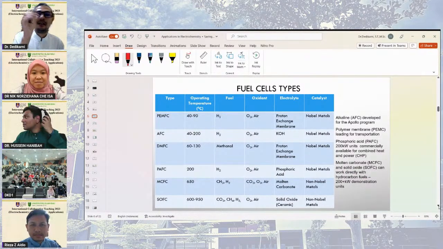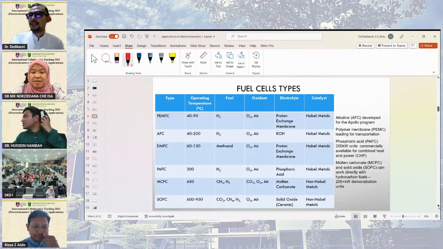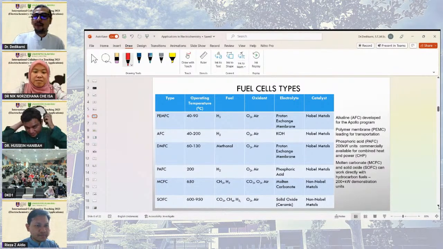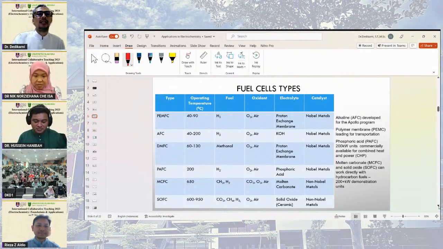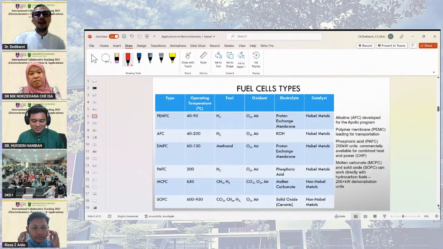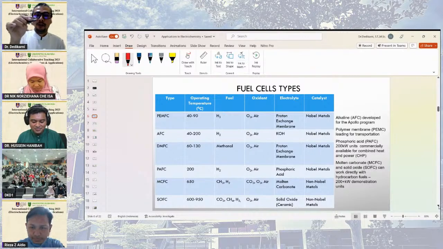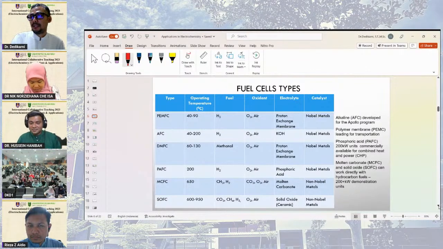We have 6 types of fuel cell based on electrolyte. Firstly, the PEM fuel cell, proton exchange membrane fuel cell, has a 40 to 90 degree operating temperature with hydrogen fuel and oxygen or air as the oxidant, but the proton exchange membrane as electrolyte needs noble metals for catalyst. PEM fuel cell is leading for transportation like bus, bicycle, and so on.